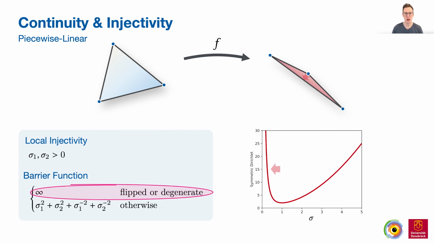And for completeness, we also have to add this case distinction here. So for a flipped or degenerate triangle, we don't even try to compute the singular values, but we just return infinity right away.